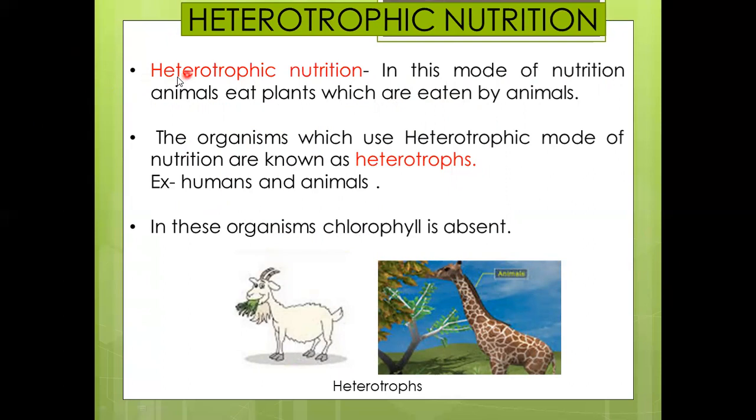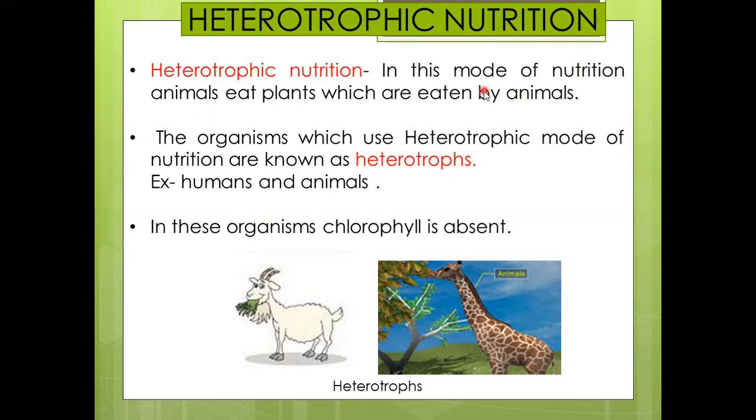But first, write down the definition of heterotrophic nutrition. It is the mode of nutrition in which animals are directly or indirectly dependent on plants. Do you know why? Plants are the ultimate source of food. So all animals are directly or indirectly dependent on plants because plants give food for herbivores, as I said in the last slide. So in the heterotrophic mode of nutrition, all animals are dependent on plants.